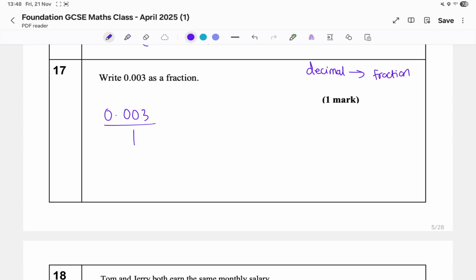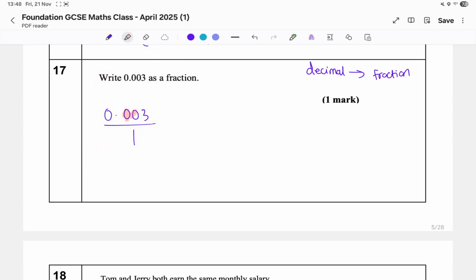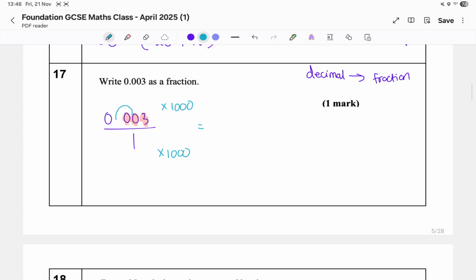So I can see there's 1 decimal place, 2 decimal places, 3 decimal places. Therefore, I'm going to times the top by 1,000. And I'm going to times the bottom by 1,000 to get rid of the decimals. So if I times it by 1,000, the decimal place moves 1, 2, 3. It becomes 3 divided by 1 times 1,000 is just 1,000. So there's my fraction. So always look at how many decimal places there are and how many jumps you need to do, and then either times that by 10, 100, or 1,000.